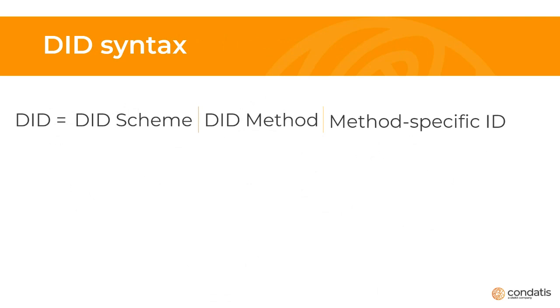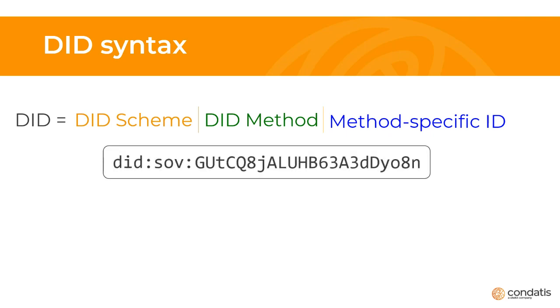Let's see what a DID actually looks like. A DID is a specific kind of URI that consists of the DID scheme name, the DID method name, and an identifier that is unique for that specific method. In practice, a DID can look like this.